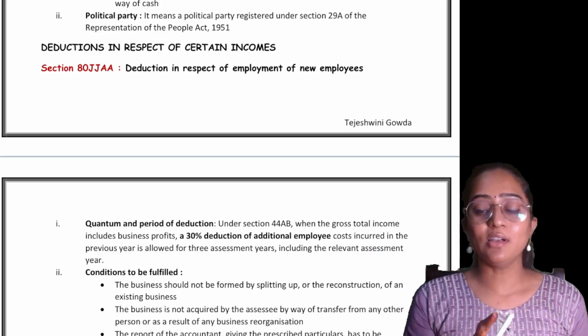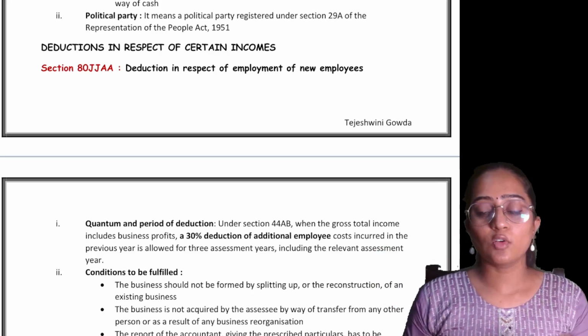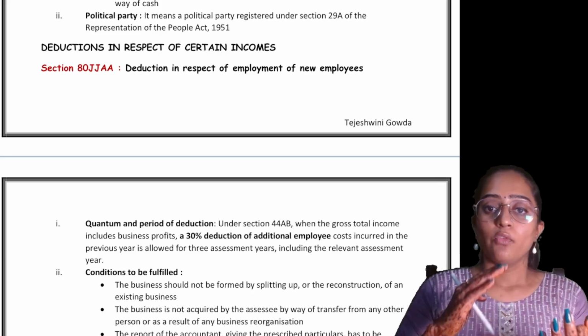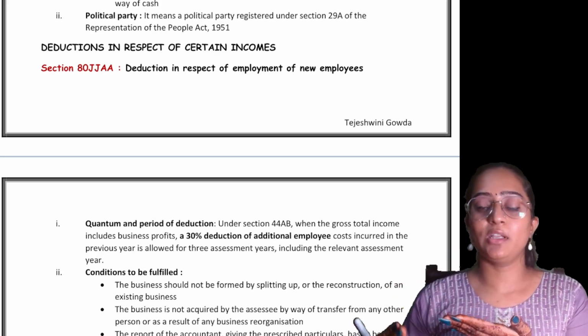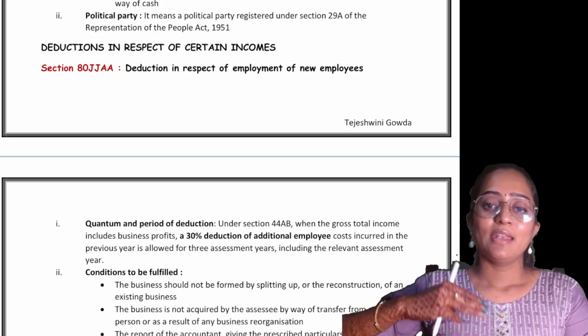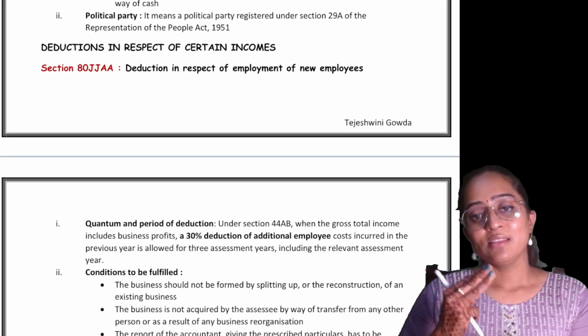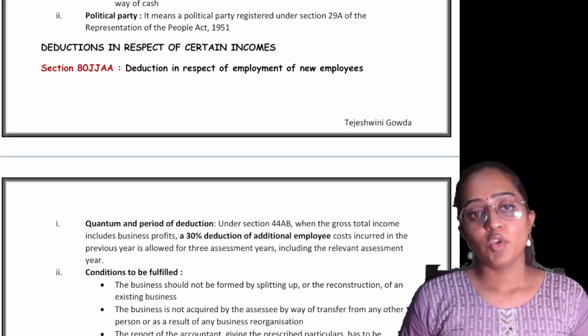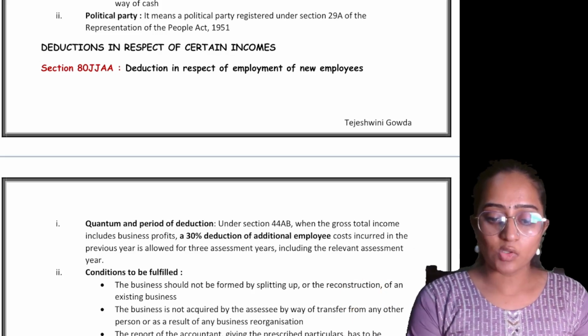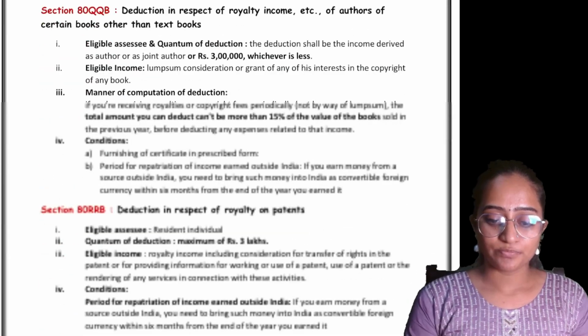Then your salary would be considered as a deduction for the companies, that is 30% for 3 consecutive assessment years. This year you will take 30% of the amount. Next year you will take 30% of the first year amount. Next year, 30% of the first year amount. The same thing keeps on continuing, and you will be considered further. That is your 80JJAA.